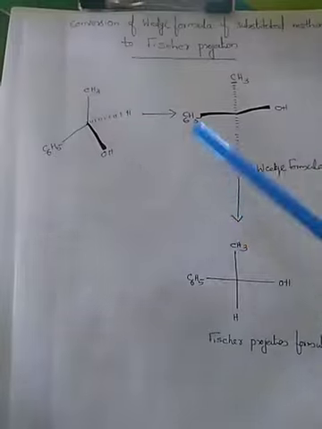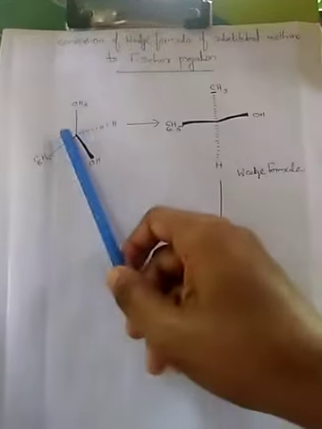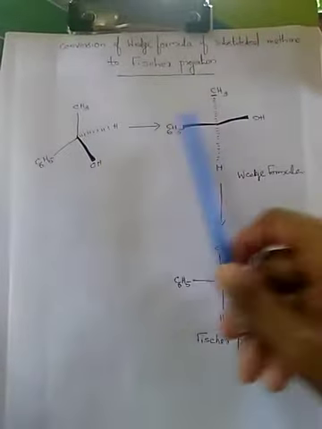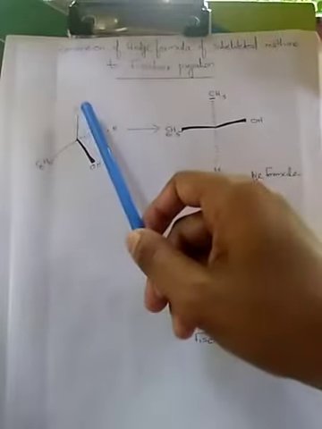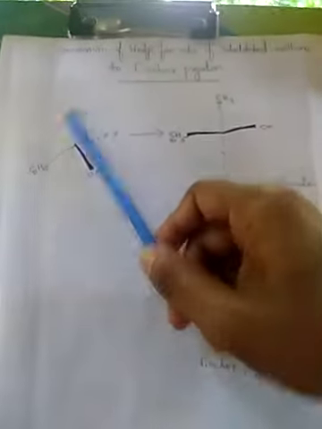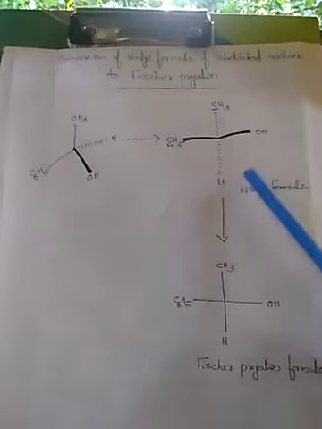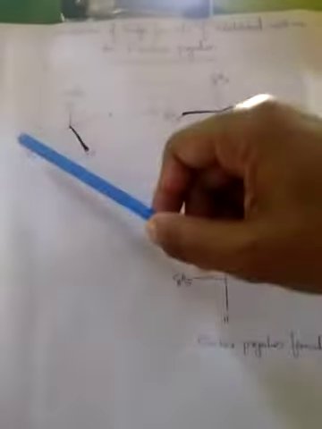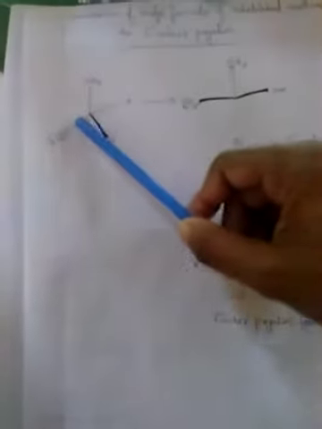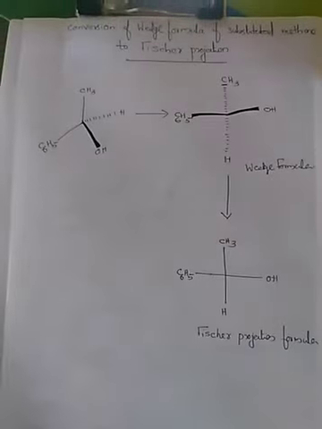So look at this Wedge formula. In order to convert it into Fischer projection, the symbol line CH3 and the dotted line H come in the vertical position, CH3 and H, and C6H5 and OH with the darkened lines come in the horizontal position. That is, these are pointed towards us and these are pointed away from us.